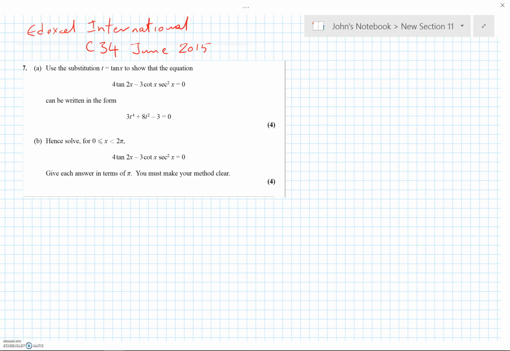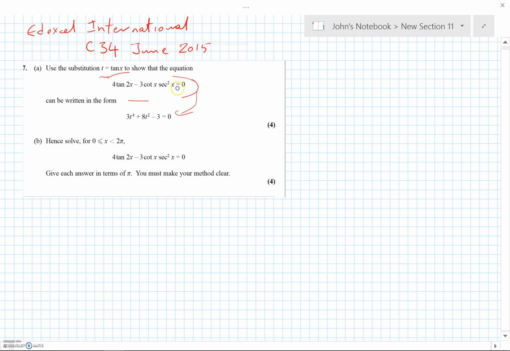Question 7 of the C34 paper, June 2015. We've got t equals tan x. Now we can see a few things going on here with trying to get it from here to here.